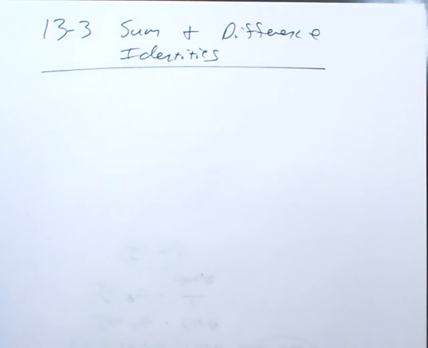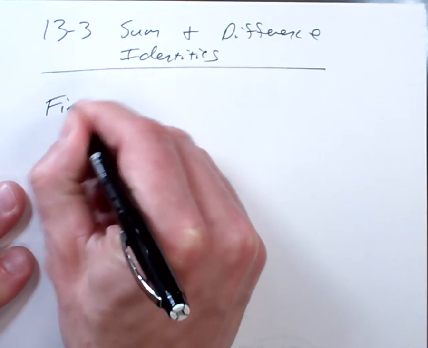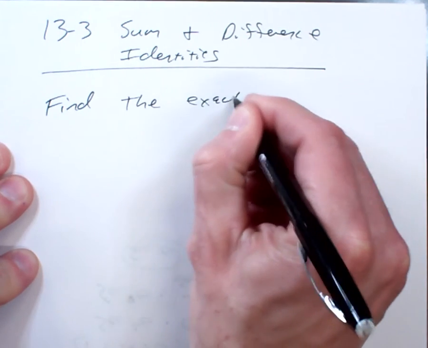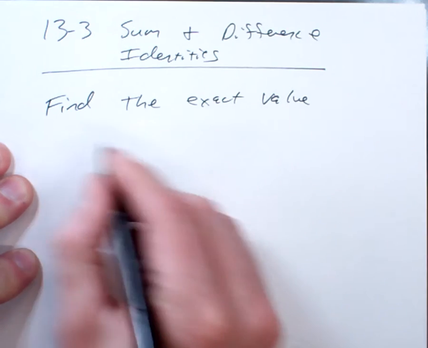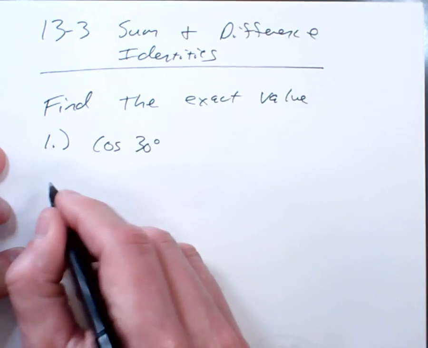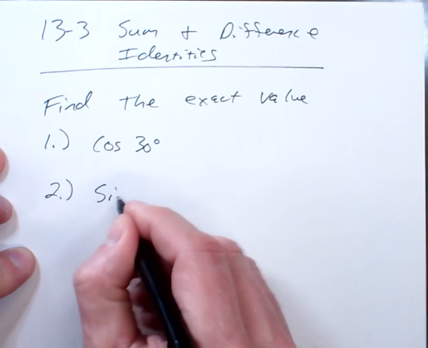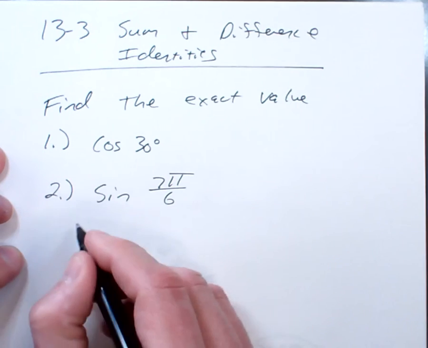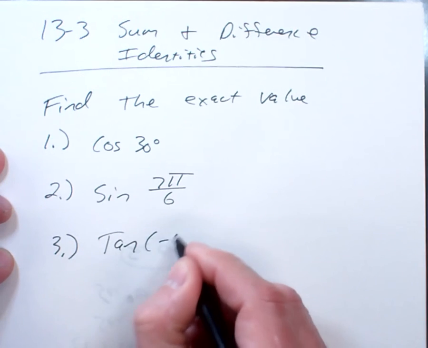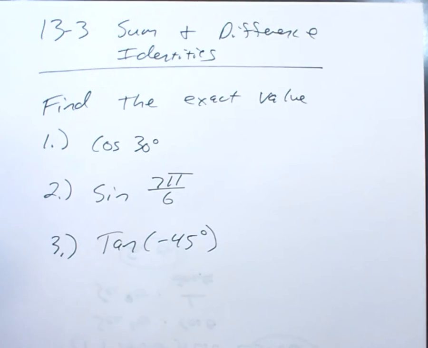Now, something we've done in the past. In the past, I've asked you to find the exact value of certain trig functions, like, for example, cosine of 30 degrees, or a sine of 7 pi over 6, or tangent of negative 45 degrees, or whatever it happens to be. Now, when I say find the exact value, what are you going to do? I already gave you a big hint.